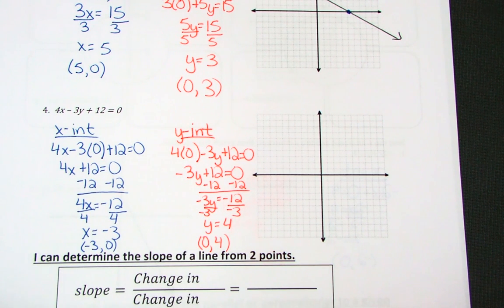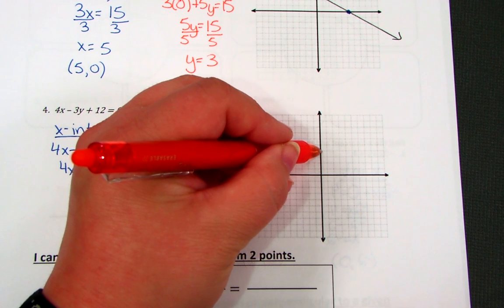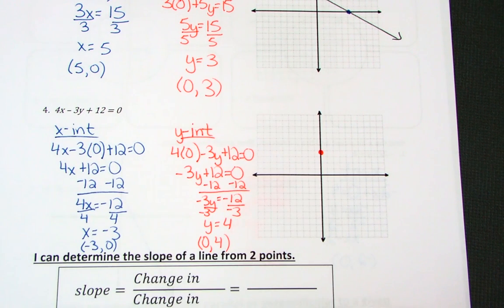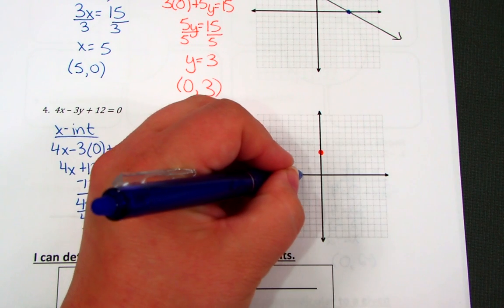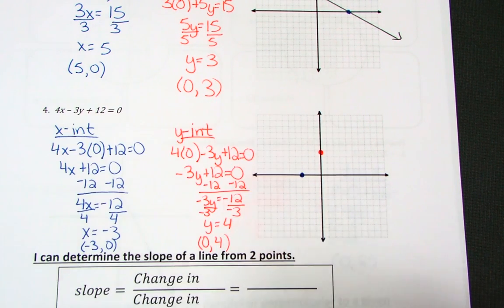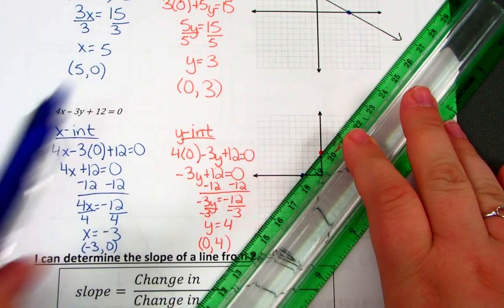0, 4. Plot that point. 1, 2, 3, 4. Plot your x-intercept. 1, 2, 3. Connect your dots.